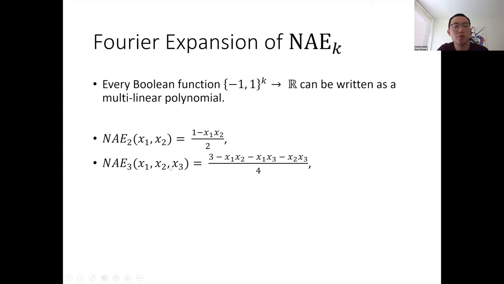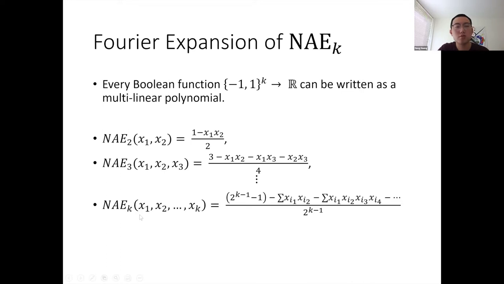If all the inputs x1, x2, x3 are equal, then all these three pairwise products are equal to 1. So it becomes (3 minus 3) over 4, which is equal to 0. And if they're not all equal, that means there's one variable that's different from the other two. So two of these pairwise products will be minus 1, and one of these pairwise products will be 1. So it's (3 plus 2 minus 1) over 4, which is 1.